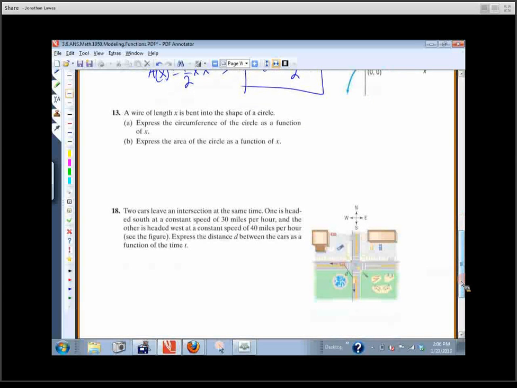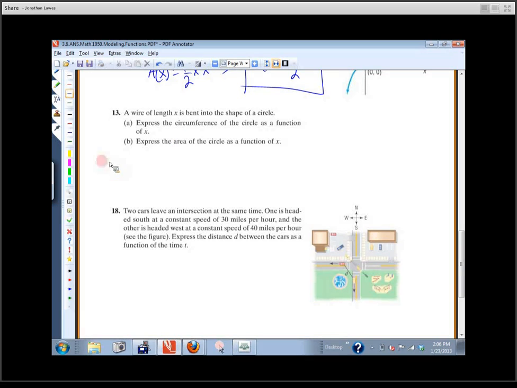You just have to stop and think about, okay, how can I take what they've given me, draw a picture, look at a graph, think of functions I already know, area formulas, stuff like that. How can I do that? And then come up with an equation for whatever they're asking me to. So a wire of length x is bent into the shape of a circle. Express the circumference of the circle as a function of x.